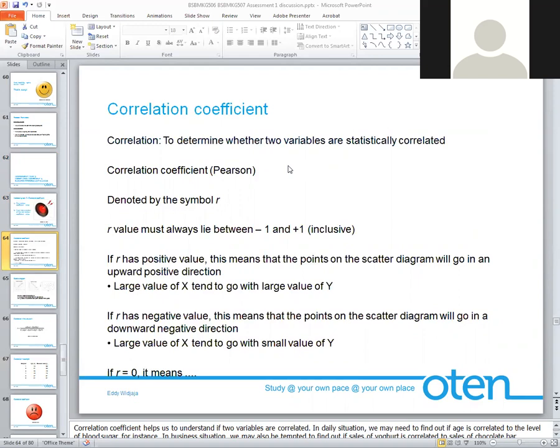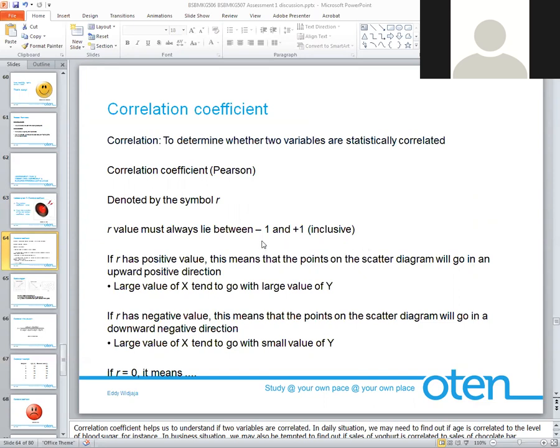Correlation is actually to determine whether two variables are statistically correlated. That's why we use the correlation coefficient tool. We normally use the one from Pearson, the Pearson correlation coefficient, and it is denoted by the symbol R. The R value, or correlation coefficient value, always lies between -1 and +1 inclusive.